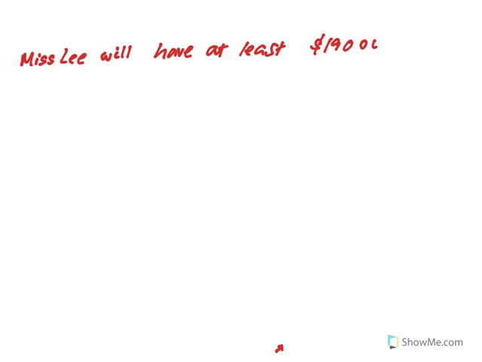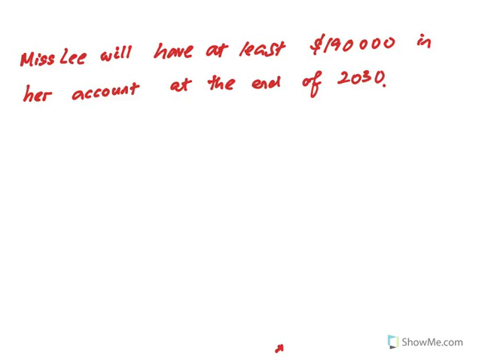So what does it mean? It means that Miss Lee will have at least 190,000 in her account at the end of 2030. Alright, so this is for part 3.